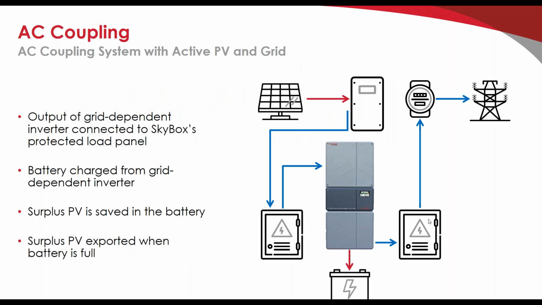So when the grid is up and active, and when the sun is out, what does an AC coupling system look like? Well, the output of that grid-dependent inverter is connected to SkyBox, for example's protected load panel, and then that battery is charged from the grid-dependent inverter. All of your surplus PV is saved in the battery, and then when the battery is full, if that's allowed, your surplus PV is then exported to the grid.